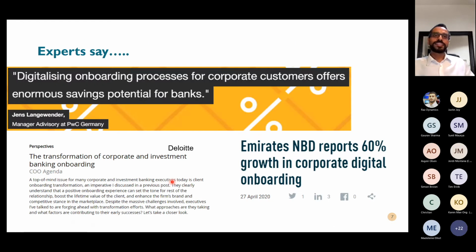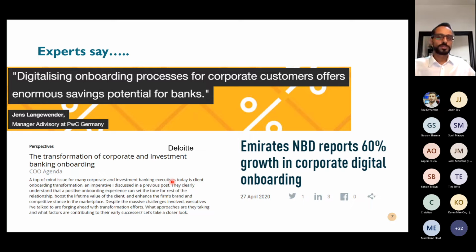All right, so with that, the final word on why we think it is important to target this segment of the industry to digitalize. If we look at an excerpt from an advisory manager of financial services at PwC Germany, what he opines is that digitalizing the onboarding process for corporate customers offers enormous saving potential for banks, and that's the single best reason for them to look for solutions to digitalize their onboarding processes, right?